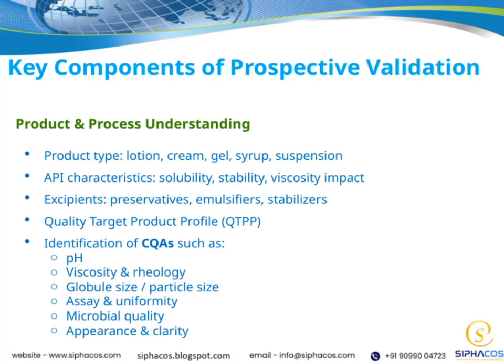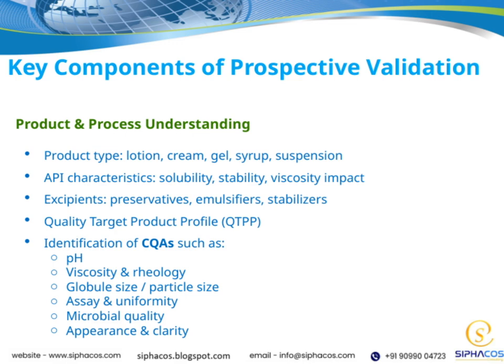Now, let's take a closer look at the various product types we encounter in our field, including lotions, creams, gels, syrups, and suspensions. Each of these has unique characteristics that influence how we develop and manufacture them. When it comes to API characteristics, key factors such as solubility, stability, and viscosity impact not only the formulation process, but also the final product performance. For example, solubility determines how well the active ingredient dissolves, while stability ensures the API remains effective over time. Viscosity influences the product's spreadability and user experience.